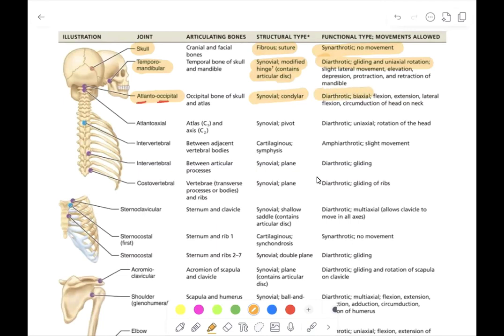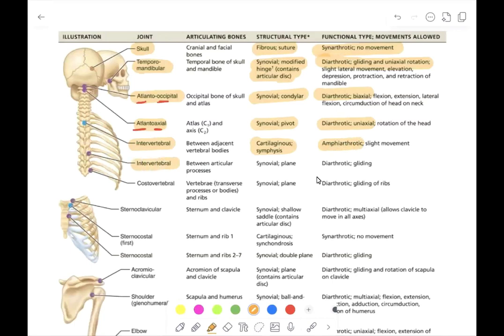The atlantoaxial, between the atlas and the axis, is synovial and pivot, and diarthrotic and allows uniaxial movement. Again, it's between the atlas and the axis. The intervertebral joint is between the vertebrae, and it's cartilaginous and symphysis specifically, and amphiarthrotic.